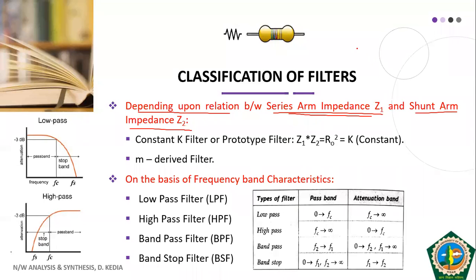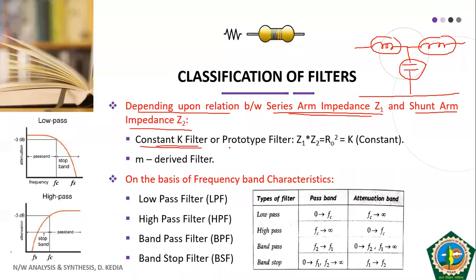What is the meaning of series arm? Like we have seen such a network, this is a T filter. So these are known as series arms, and this is known as the shunt arm. So depending on the relationship between these series arms and shunt arms, we classify filters. And one such classification is the constant K filter. These are also known as prototype filters. And why are we calling it a constant K filter?